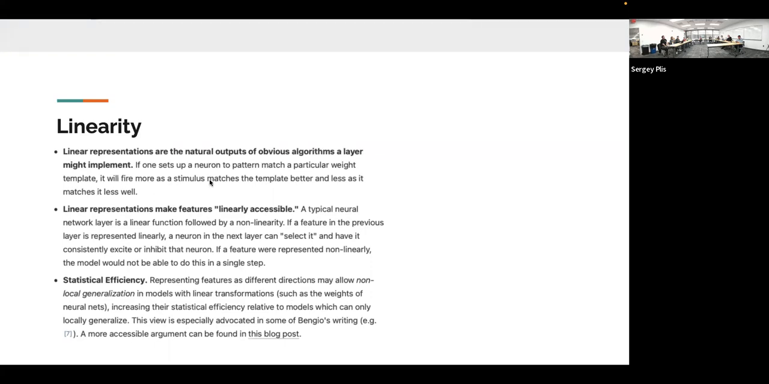Right. So why is linearity important? Well, linear representations are the natural outputs of obvious algorithms a layer might implement. Because every single layer is essentially a linear mapping and then a nonlinearity, it would make sense that the representations themselves become linear, because then it's easier for the next layer to learn a relationship to them. Which is the second one. A typical neural network is a linear function followed by nonlinearity. If a feature in the previous layer is represented linearly, a neuron in the next layer can select it and have it consistently excite or inhibit that neuron. And statistical efficiency is also important.